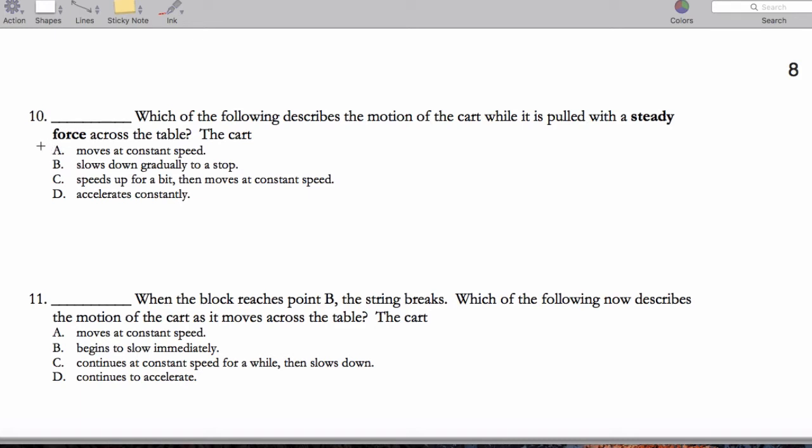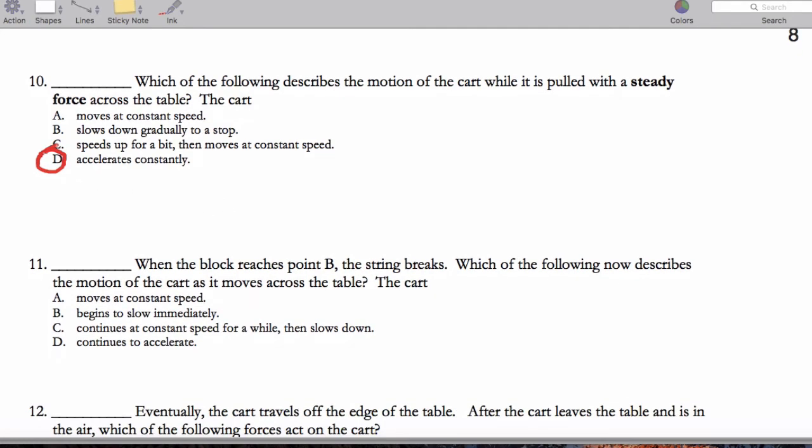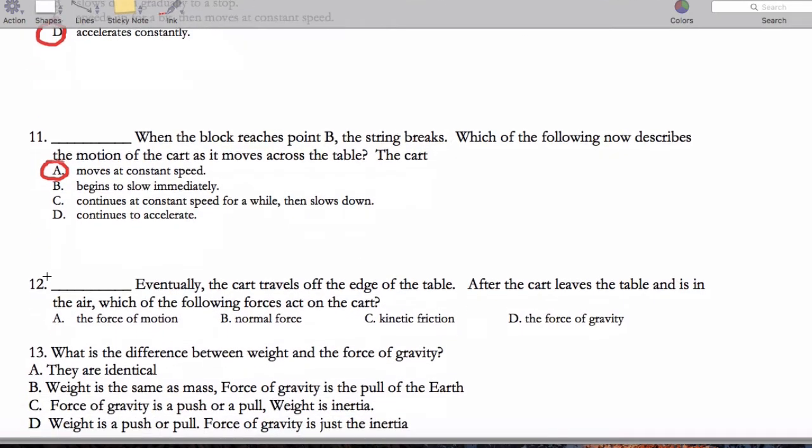And then, which of the following describes the cart as it's moved with a steady force? It's pulled with a force. Force is mass times acceleration. It will actually accelerate constantly. Now, when the string breaks, the force is now gone. The cart is already moving, so it wants to continue moving at constant speed.